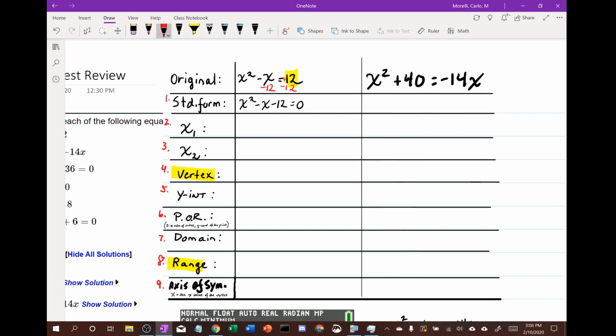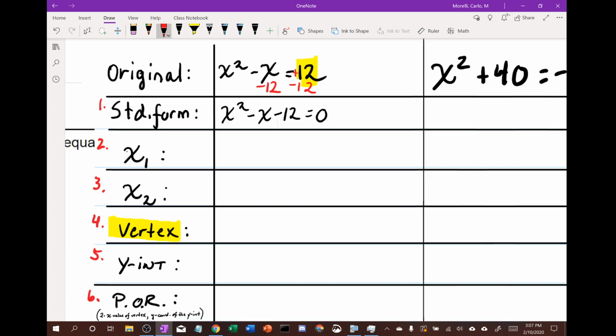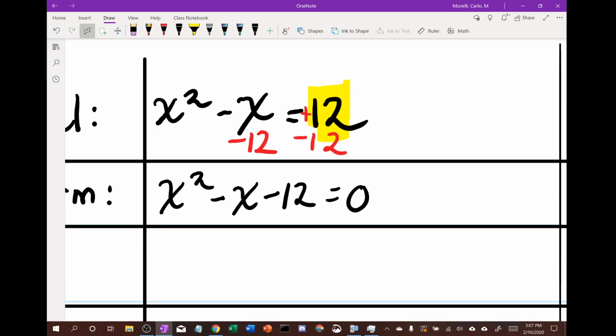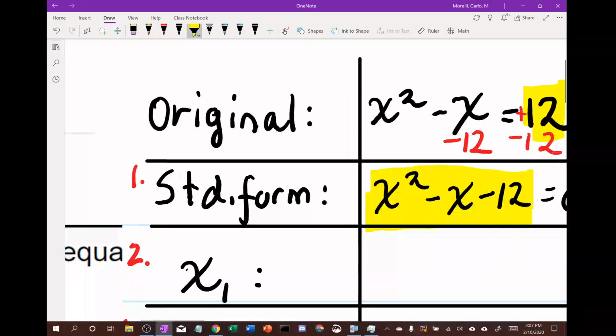Luckily, we're going to use the calculator, so there's nothing you have to do. The only thing you have to do by hand is go from whatever you're given to standard form. Once you get it looking like this, you are good to go. You can go pencil down after that. Okay? So let's consider the first thing.